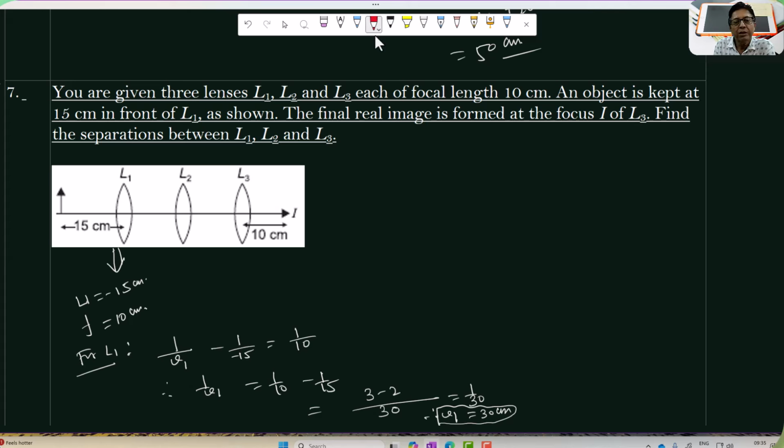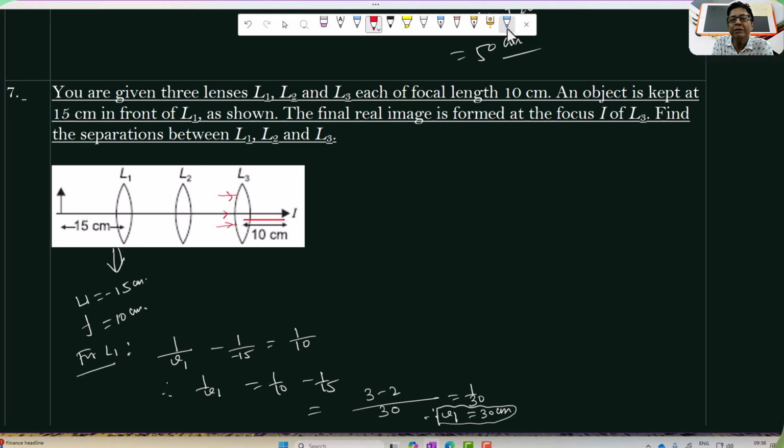Okay. Now we look at this information. The final image is formed at the focus of L3. It means at 10 centimeter. So rays must enter parallel. Then only it can be formed at the focus. It means the incident rays after passing through L2 will be parallel. It means for L2, the image will be formed at infinity.